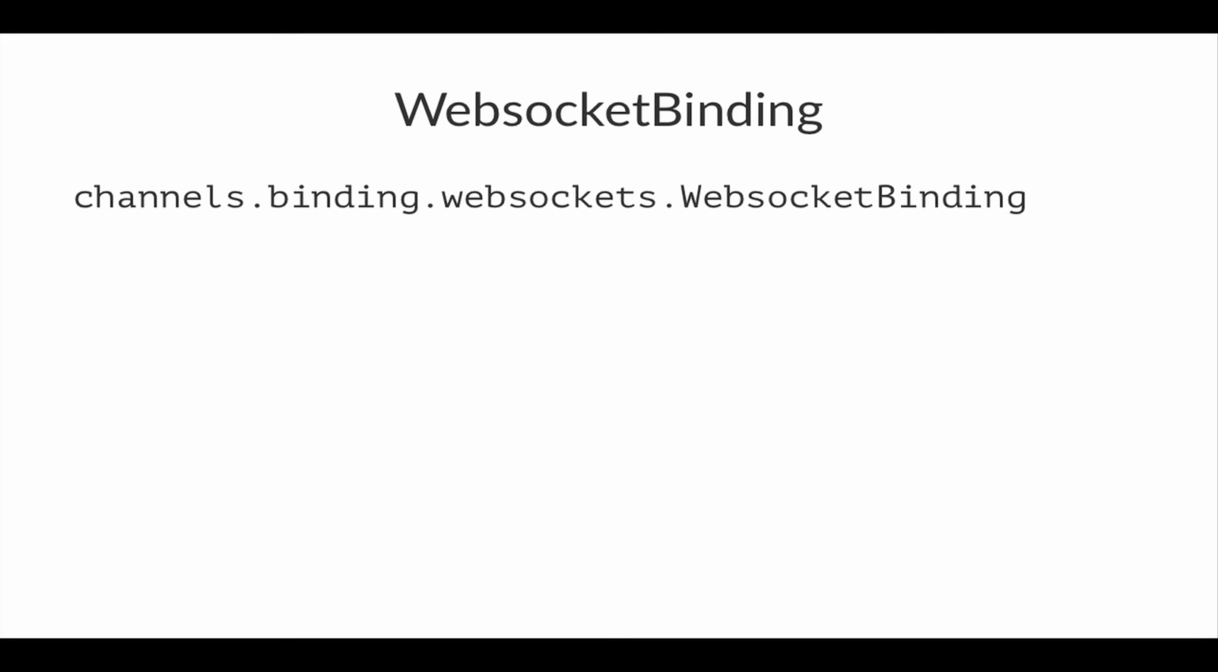The first class we're going to look at is the WebSocket Binding class. The WebSocket Binding class only implements create, update, and delete. If we think back to our definition of what a REST WebSocket is, it is not only create, update, and delete, but retrieve, list, and subscribe as well. So let's look at an example of this.